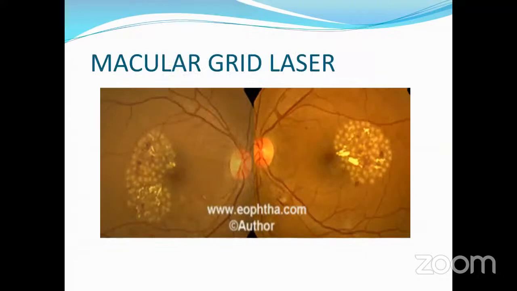This is a macular grid laser. Sometimes there are hard exudates at the macula, and you need to reduce the leaking at the macula or a diffuse macular edema. We need to do a grid laser. We will be extremely careful to do it only on the temporal side of the macula and not the nasal side, because once you do the nasal side, there will be retinal ischemia, which will lead to loss of vision. Therefore, it's given as a grid laser.